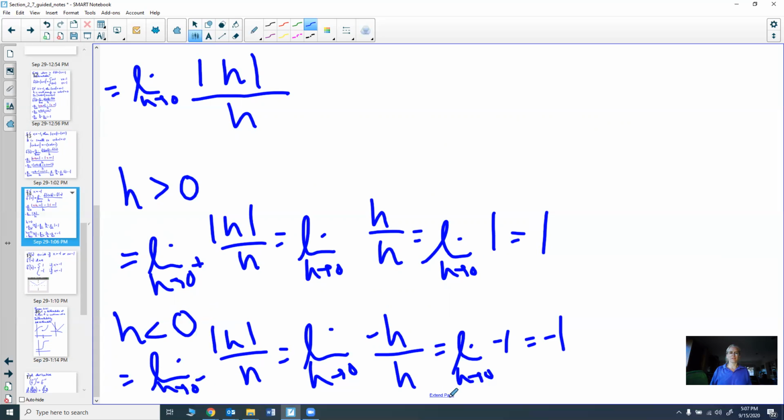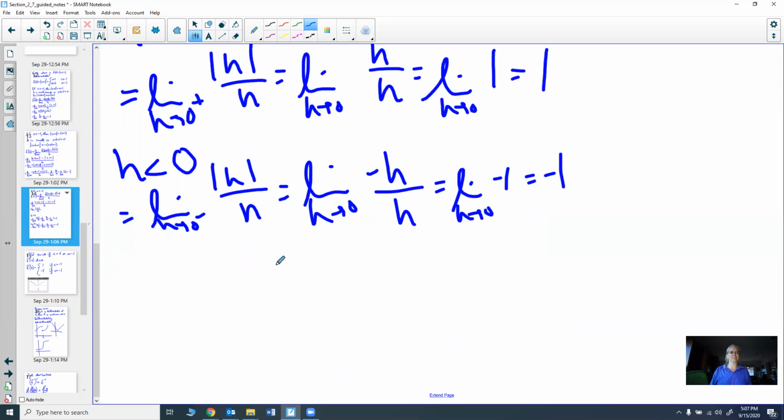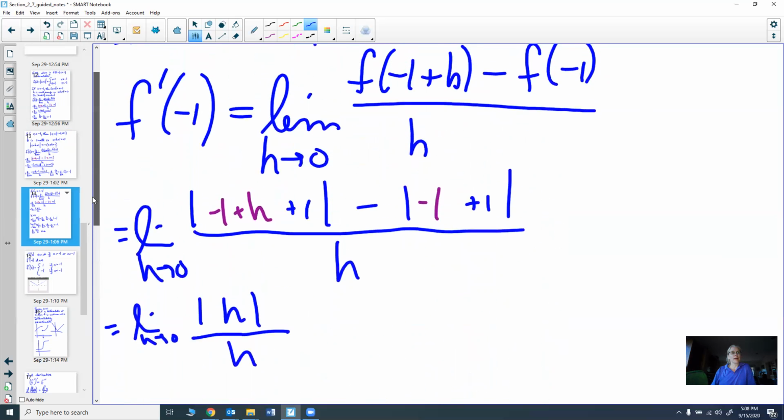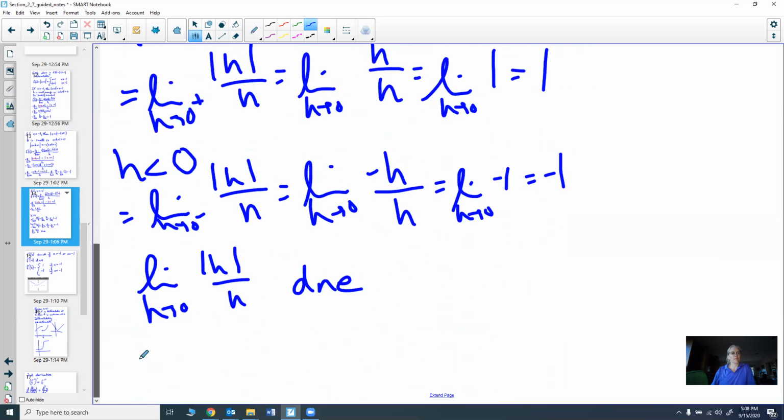So the limit from the left is -1. The limit from the right is 1. And that means they're not the same. So that means the limit as h goes to 0 of the absolute value of h over h does not exist. And since it does not exist, then f prime doesn't exist when x equals -1. Well, actually, instead of having to say all of that, I can just say this. F prime of -1 does not exist. So that means that the function is not differentiable at -1.